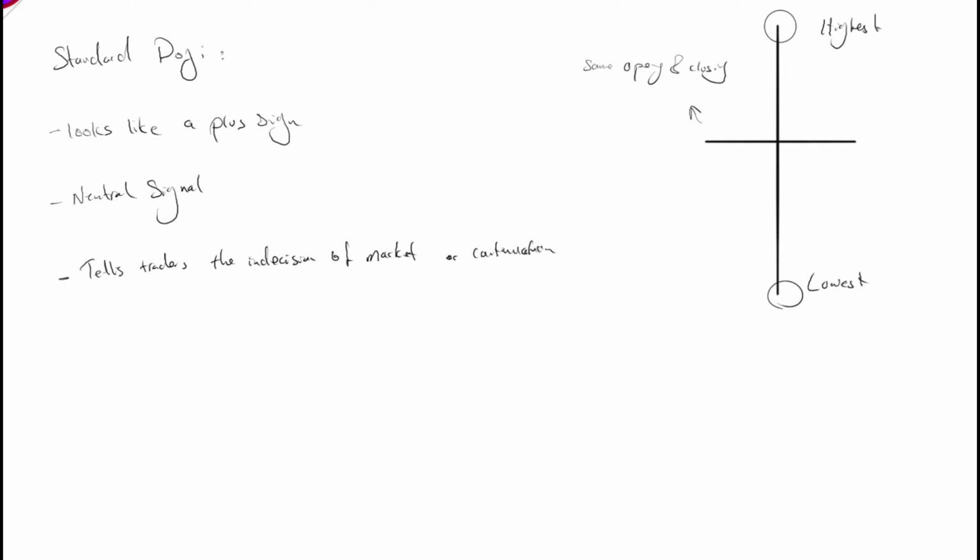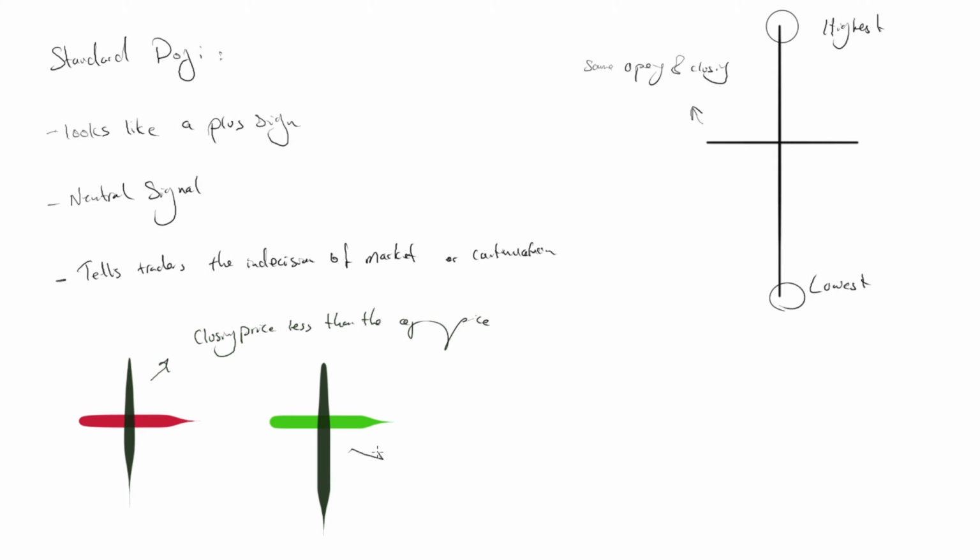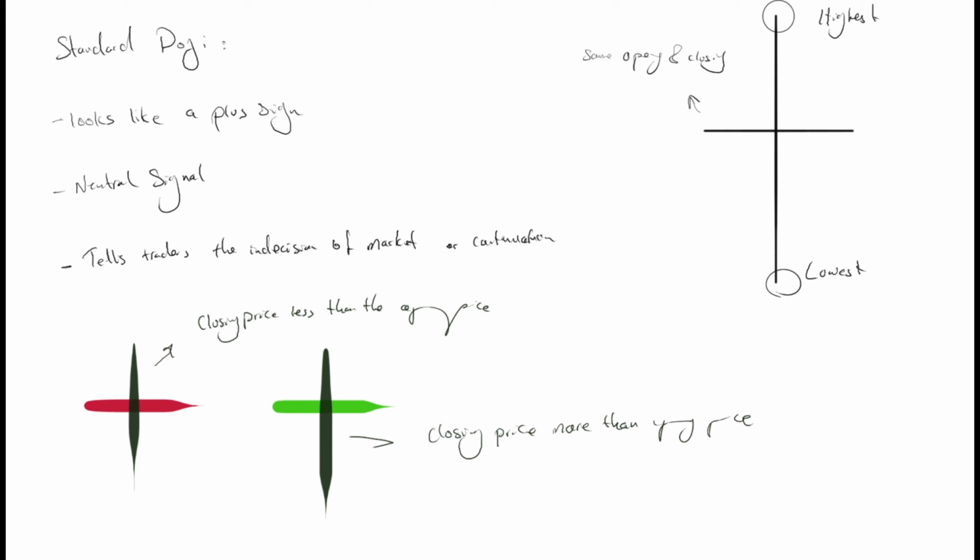But if you ask what is the difference between the red standard doji and the green one, the red doji indicates that the closing price of the security is less than the opening price of it. And the difference between the opening and closing price is, however, so small. And the green doji tells that the closing price is more than the opening price of it. And the difference between the opening and close price is very small.